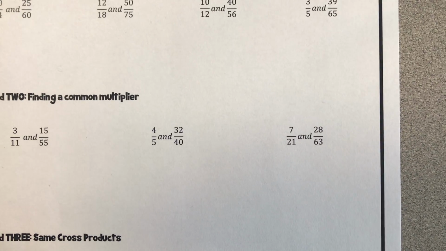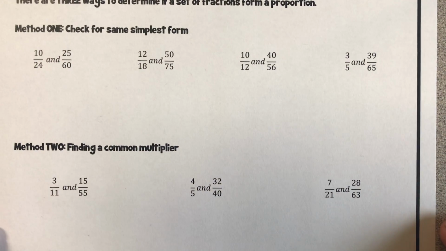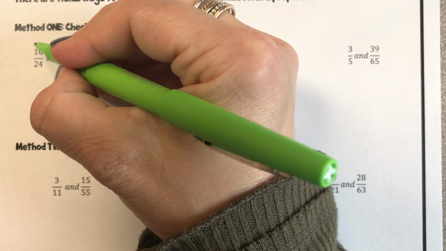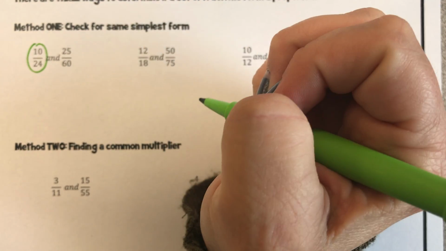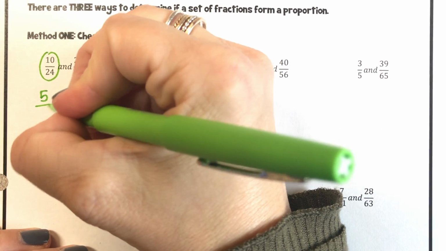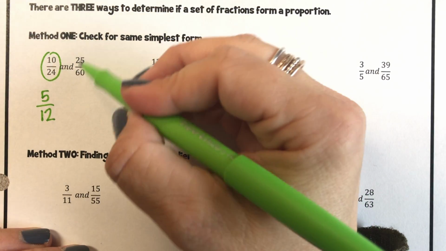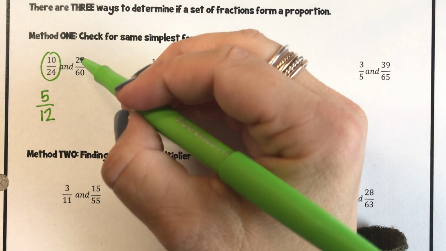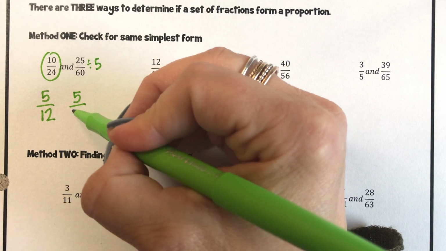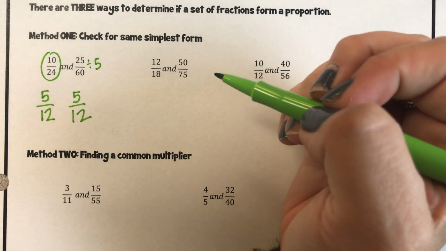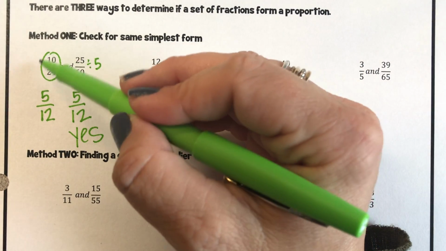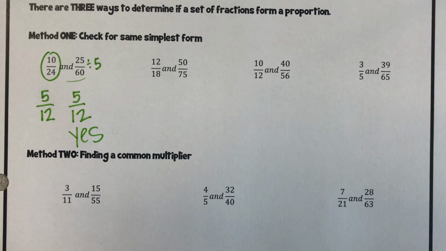I'm going to try to zoom this in, make this a little bit closer. Okay, so 10 over 24 and 25 over 60. So let's see, what are 10 and 24 both divisible by? They're both divisible by 2. So that gives me 5 over 12. Okay, here, what are 25 and 60 both divisible by? Those are both divisible by 5, which gives me 5 over 12. So are those the exact same simplest form? Yes, so these two fractions would form a proportion.